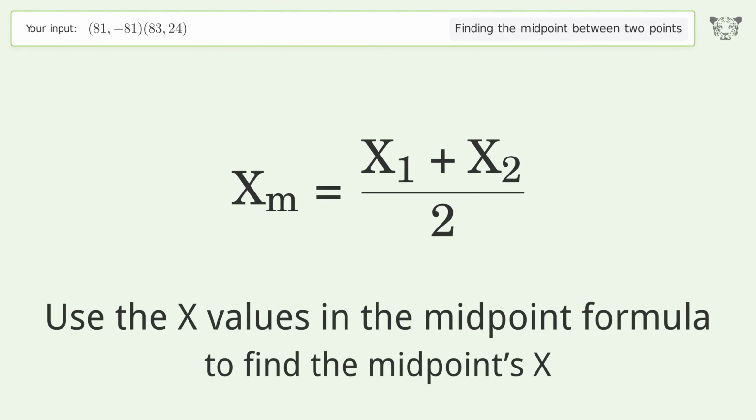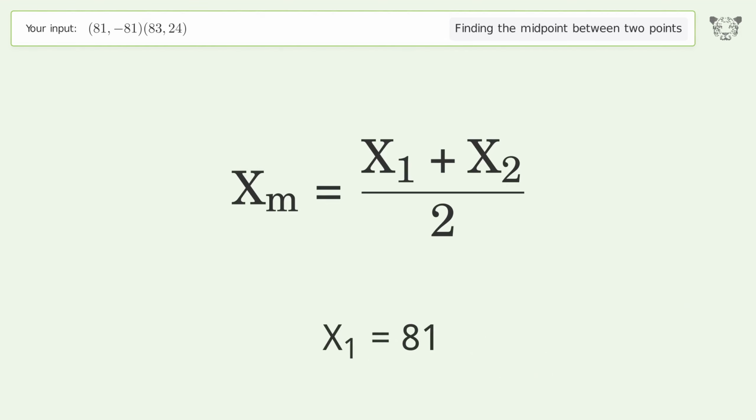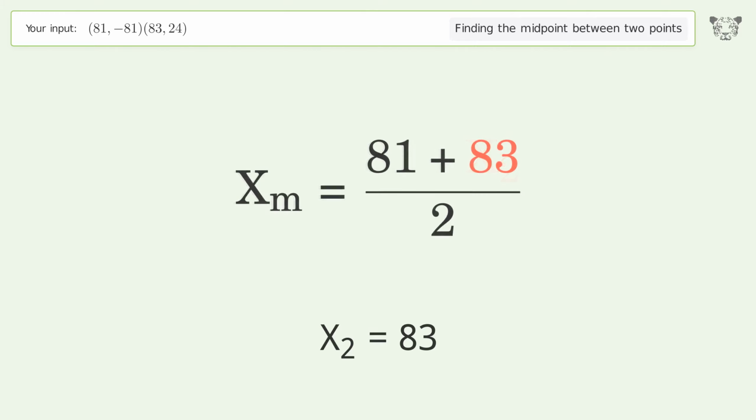Use the x values in the midpoint formula to find the midpoint's x. x1 equals 81. x2 equals 83. Simplify the arithmetic.